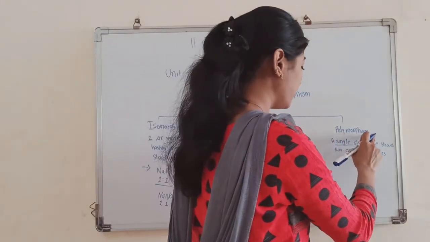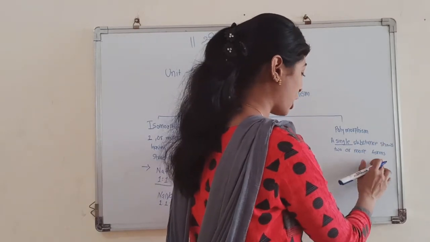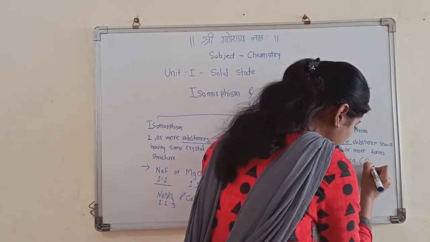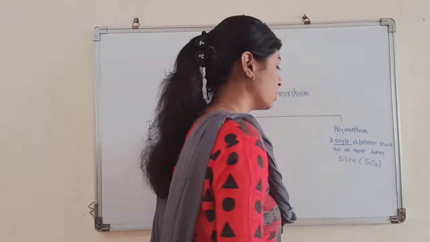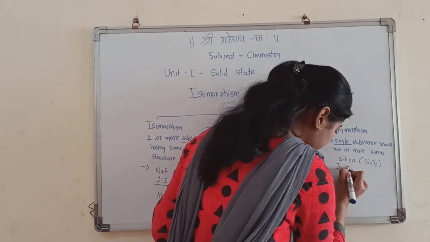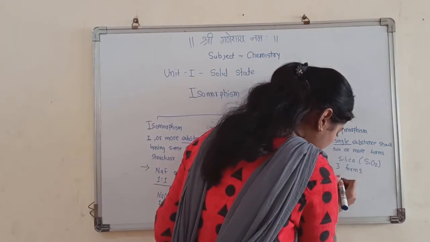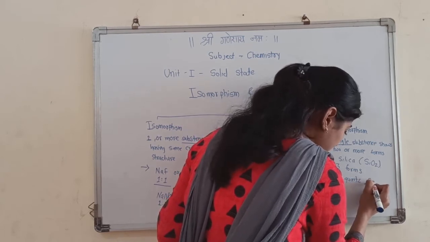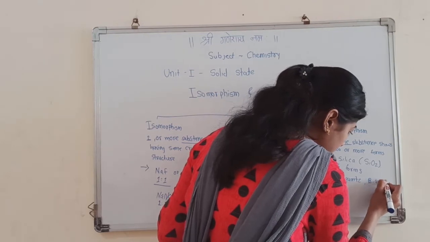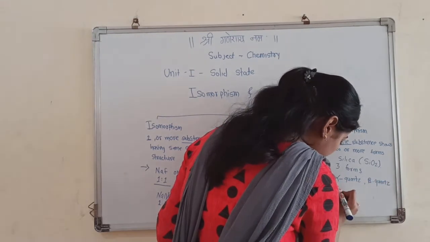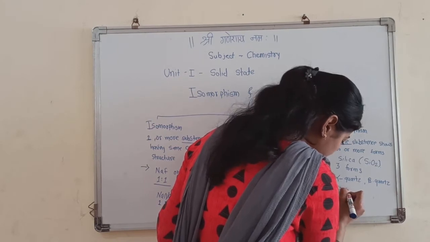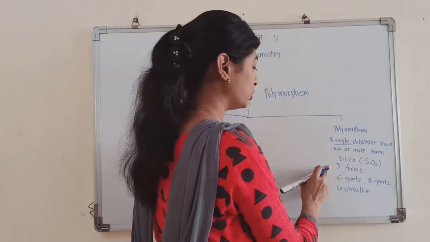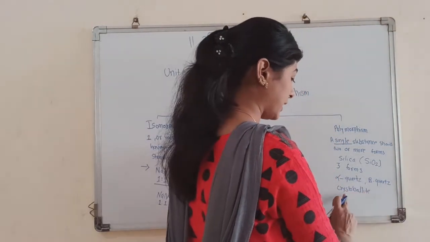Now polymorphism: a single substance shows two or more forms. For example, silica, having chemical formula SiO2, shows three forms: alpha quartz, beta quartz, and cristobalite.